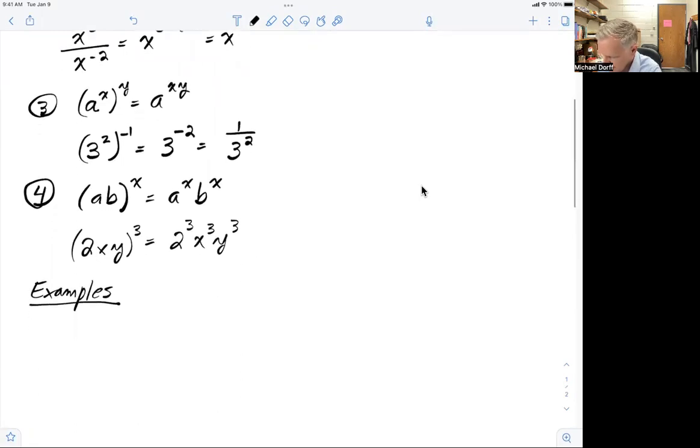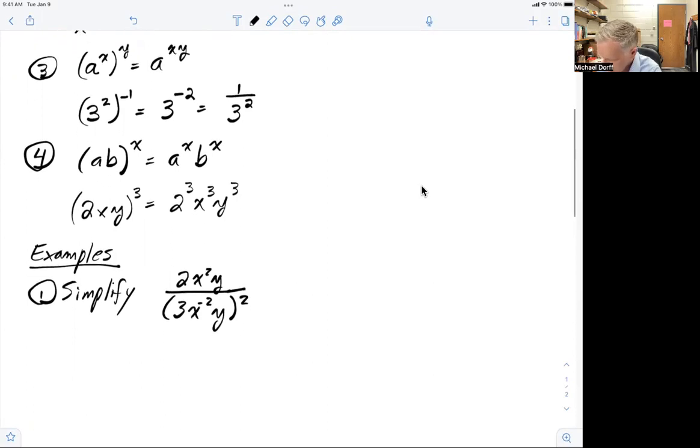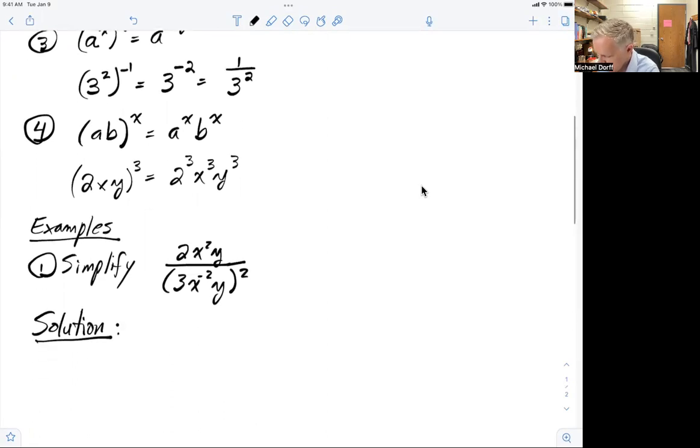Okay, so let's do some examples of this here. The first example here is we're going to simplify the following. We have 2x squared y over the quantity 3x to the negative 2 y all to the 2nd power.